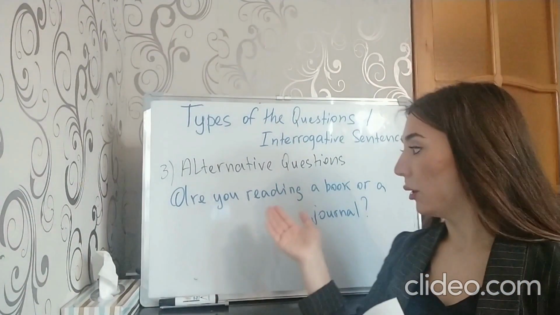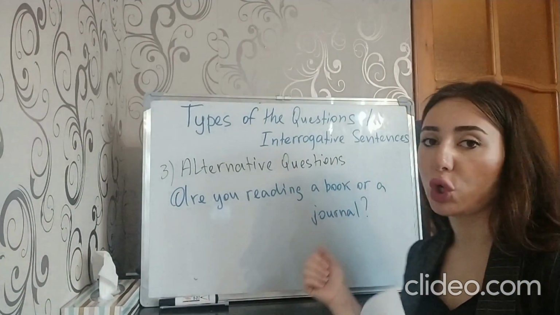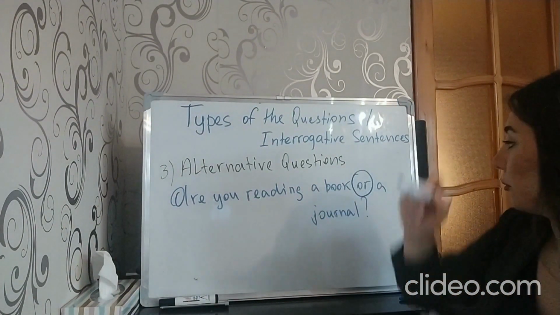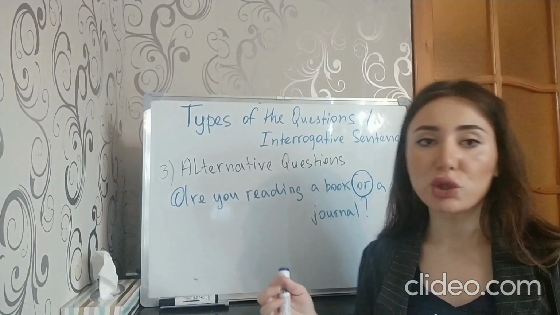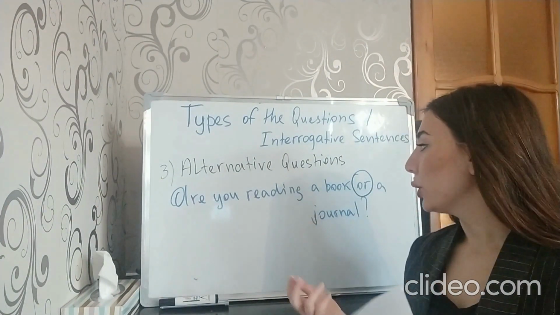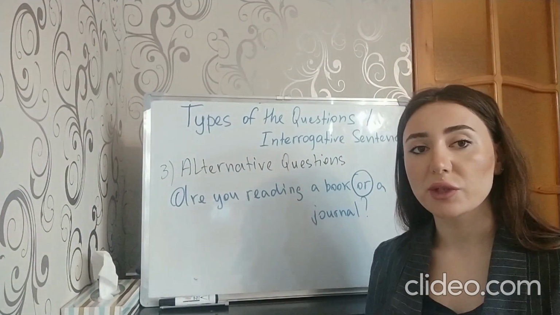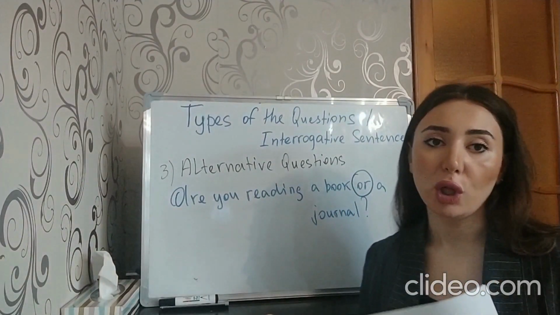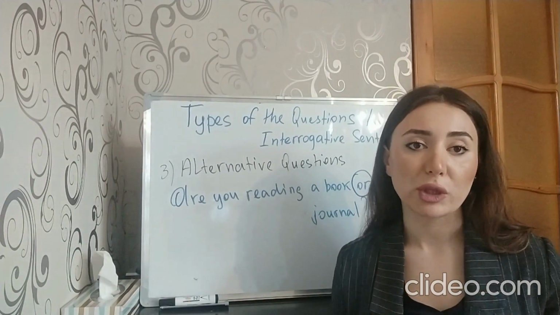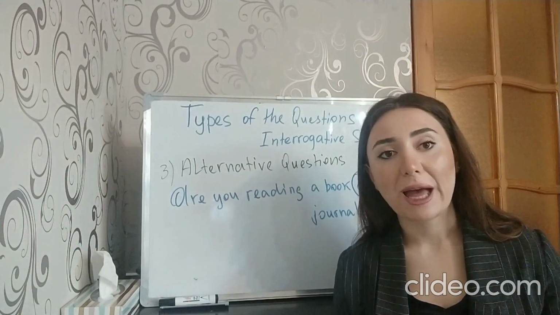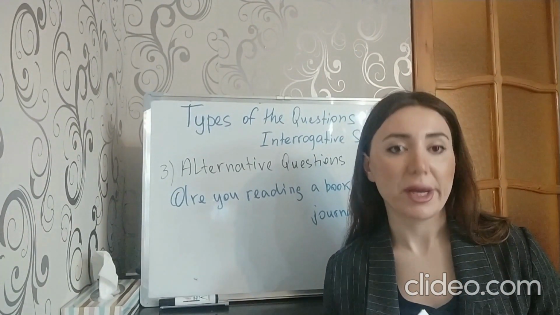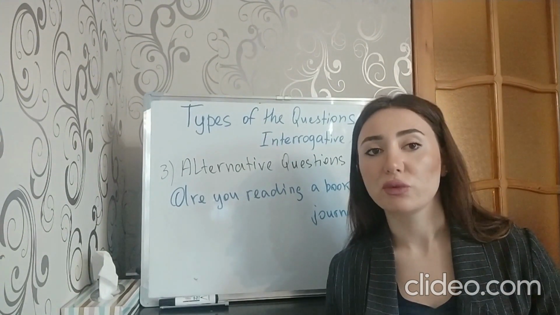Here you see that we have two alternatives, a book or a journal. We usually join alternatives with or. In my example, I use two alternatives, but it's possible to use more than two. For example, would you like to have a chocolate, a strawberry, or a raspberry ice cream?